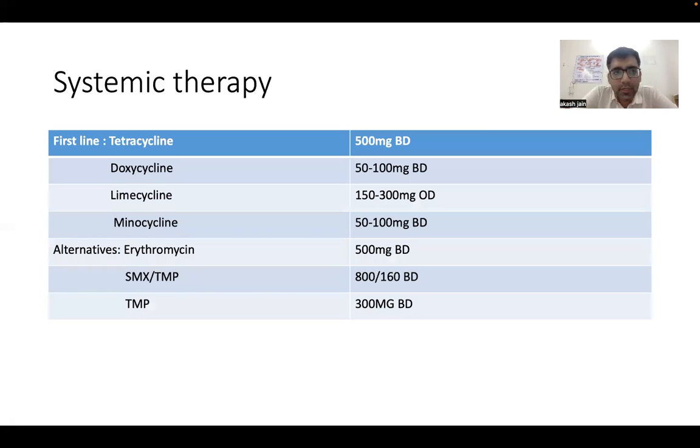Now, what are the oral treatments used for acne? The first line of treatment includes the tetracycline group of drugs. Oral tetracycline 500 mg BD, doxycycline 50 to 100 mg BD, minocycline 150 to 300 mg OD or minocycline 50 to 100 mg BD. Alternative drugs used for systemic therapy include oral erythromycin 500 mg BD or Septran DS, that is 800 to 160 mg BD.